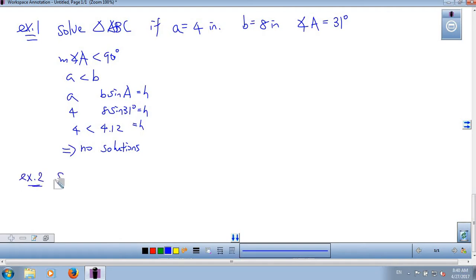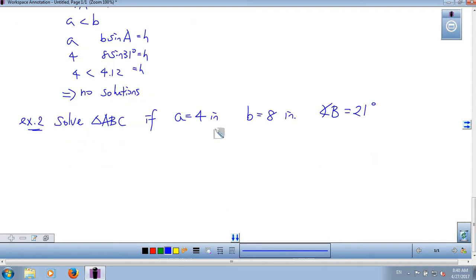Example 2. We're going to try several cases here. Solve triangle ABC. If a is equal to 4 inches, I'm still going to use this information, b is equal to 8 inches, but let's say angle B is equal to 21 degrees. So there's a little bit different information given to us. Even though our table always uses angle A and side a, in the problems it can be different. So let's think about this.